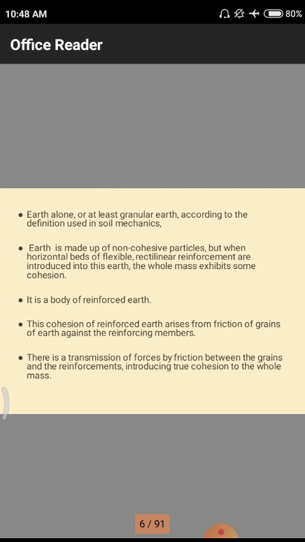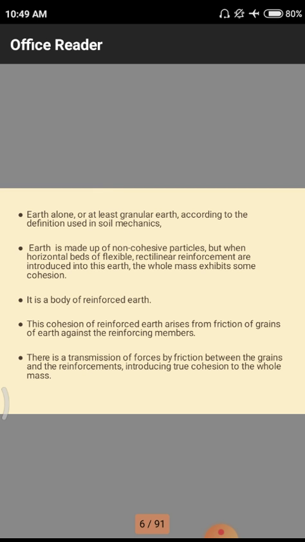Earth alone, or at least granular earth, according to its definition used in soil mechanics. Soil mechanics is the subject that entirely deals with the properties of earthen materials. So at least we have to know some quantities of properties, the minimum properties of the earth, like what the shapes are, what the textures are, what the minimum properties are. We have to understand all those things. Earth is made up of non-cohesive particles. That means non-cohesive means there may be some non-bonding particles.